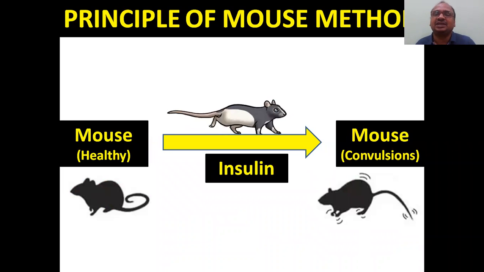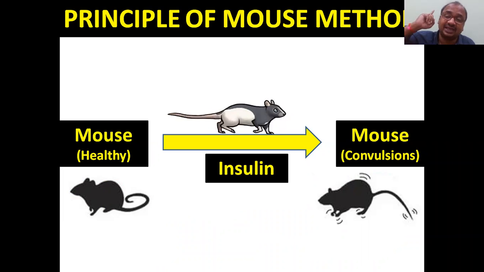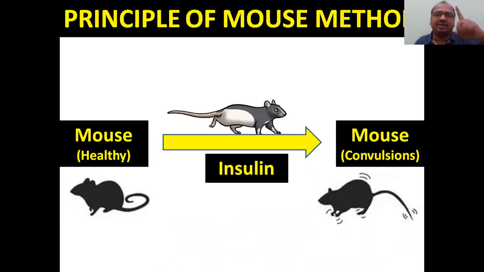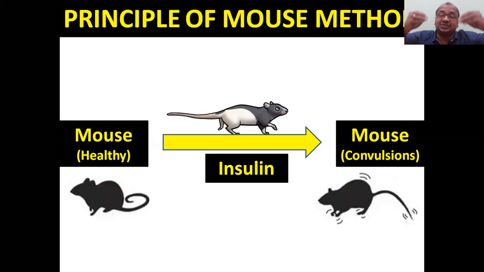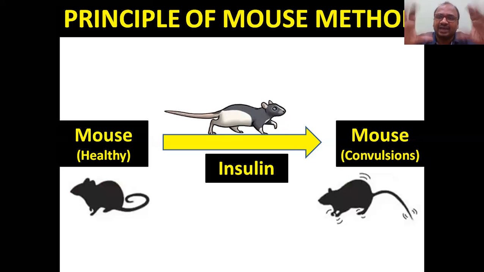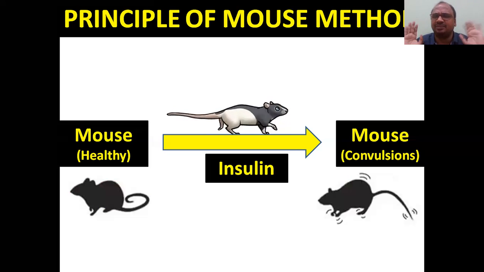Mouse method principle. Here we are not studying the original character of insulin, that is the hypoglycemic level; that we study only in the rabbit method. In the mouse method, keep in your mind, when you give an insulin injection to a mouse, it undergoes convulsions. Convulsions will occur in the rat or the mice, whichever it may be. Mice, mouse, rat. Not rabbit, not rabbit.